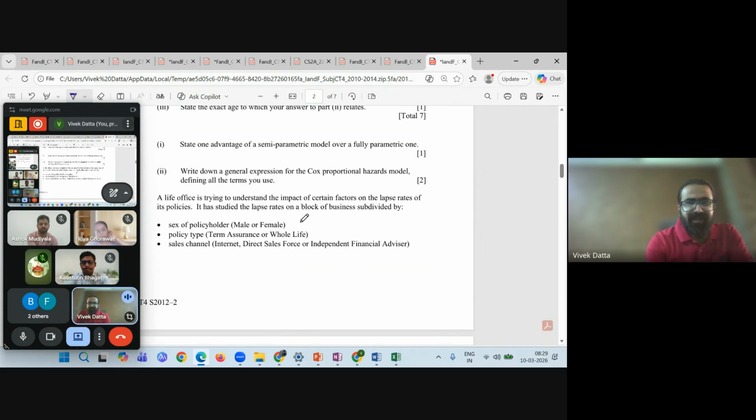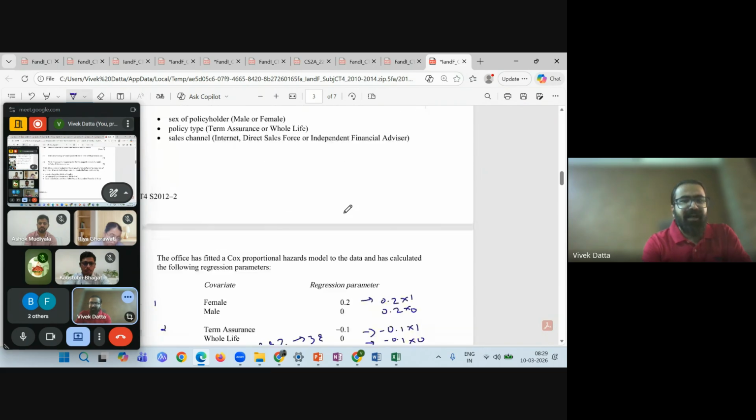What is the sum asking me? The sum is asking: a life office is trying to understand the impact of certain factors on the lapse rates of its policies. It has studied the lapse rate on a block of business subdivided by sex, policy type, and sales channel. So what does this mean? This means that lapse rate is my hazard.